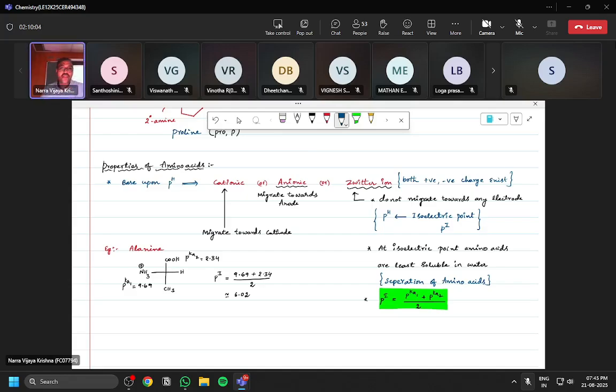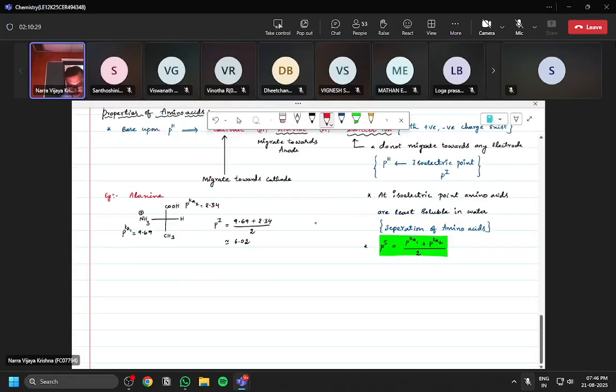In short, if you have many such groups, how to find the isoelectric point means observe all pKa values. The pKa values which have less difference between them, take the average of it. That is its isoelectric point. Are you able to understand? For example, let me take one more example.